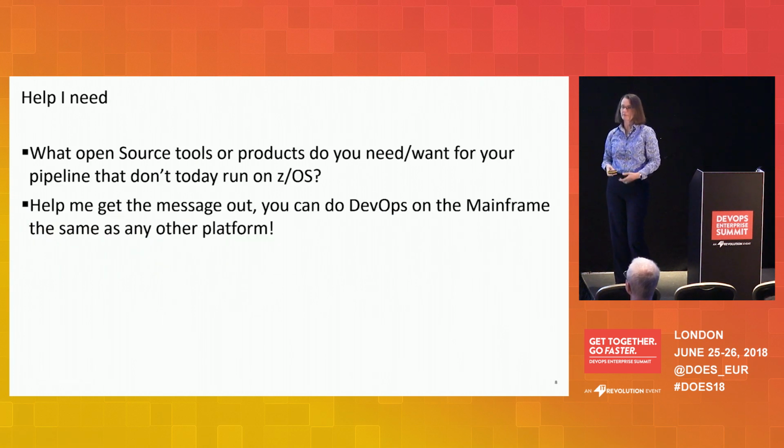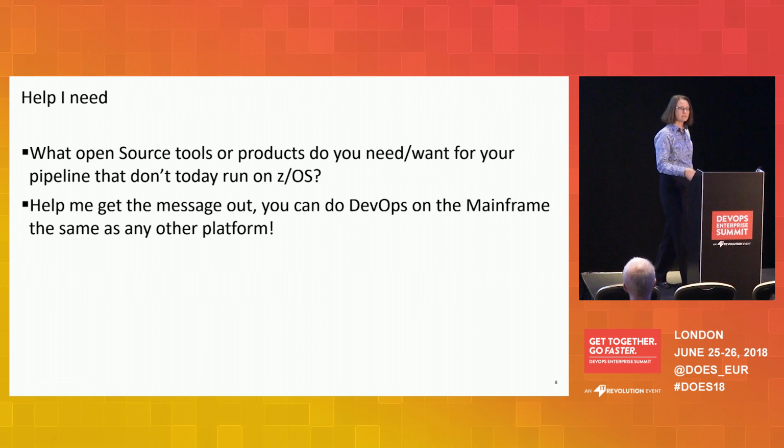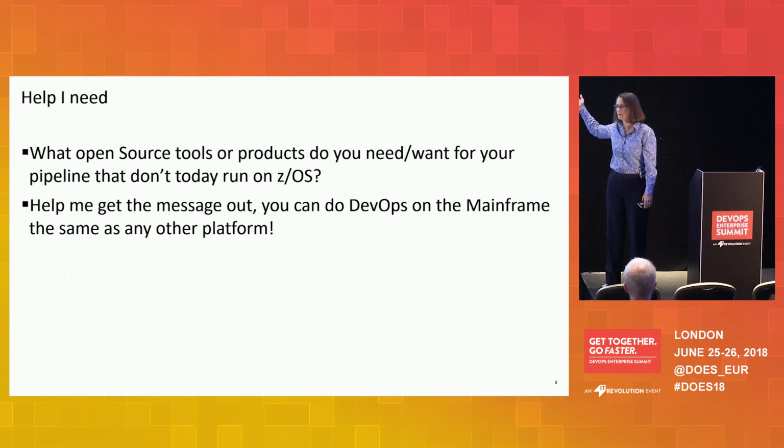Now, what I need help with, and this is really what I need. The first one, okay, what am I missing? What do you use in your pipelines that is open source today that you want to be able to use for z/OS? What am I missing? What's in your pipeline? Tell me. I'll get it there. It's not hard. Well, okay. It depends on what language it's written in. I'm working on GitLab already, so that one, GitLab CI, I'm working on already. But tell me what's missing. Tell me what's not there.